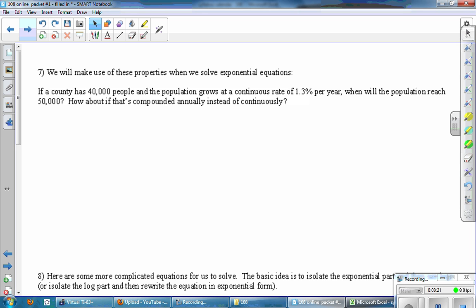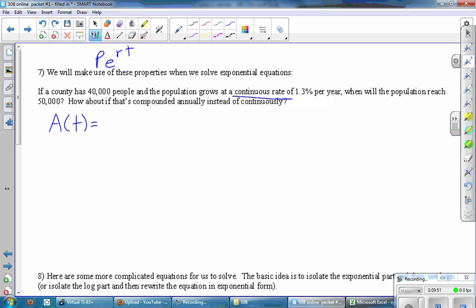Number 7, we will make use of these properties when we solve exponential equations. If a county has 40,000 people and the population grows at a continuous rate of 1.3% per year, when will the population reach 50,000? How about if that's compounded annually instead of continuously? Okay, so we will go to our basic continuous formula. Whenever I see that word continuous, I think Pert. Usually that applies only to money, so we're going to use the equivalent form. The letters that we had were, I think, A e to the kt.